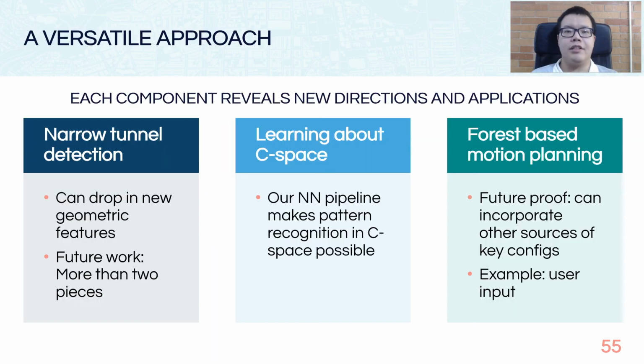In conclusion, we proposed a versatile approach to motion planning problems. Each component in our pipeline reveals new research directions or new applications. For example, we can have new drop-in geometric features as our feature detection algorithm. Our neural network pipeline makes pattern recognition in configuration space possible. And our forest-based motion planning may have new sources of key configuration inputs, for example, user input.